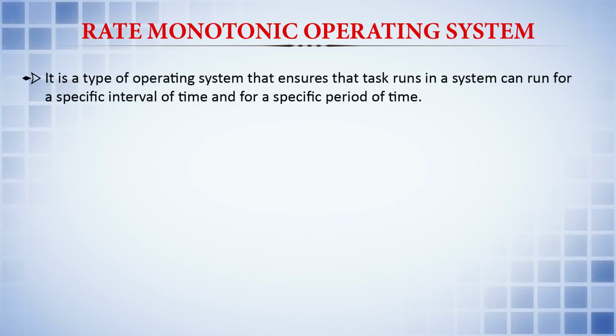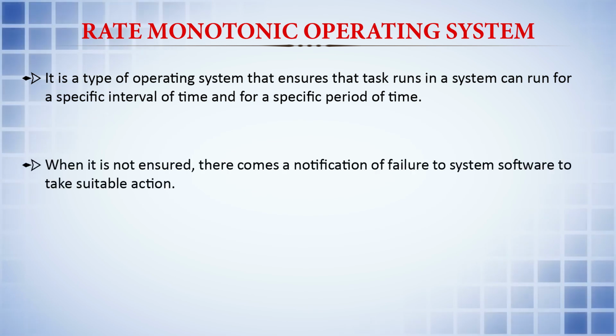The third thing that we can talk about is the rate monotonic operating system. It is a type of operating system that ensures the tasks running in a system can run for a specific interval of time and for a specific period of time. So, you can see there is a focus on the time period. For certain seconds or for certain hours it will run, and then it will go into the quit position.